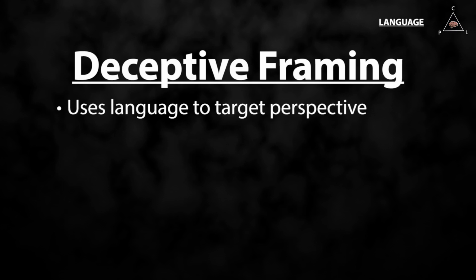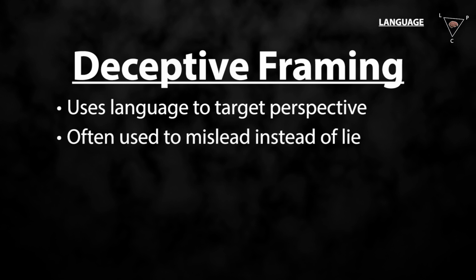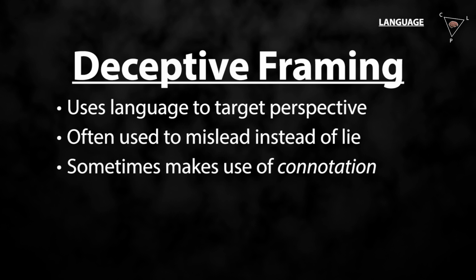Deceptive framing uses language to target perspective. Through the careful selection of words and careful structuring of statements, a false perspective can be encoded into a statement. Deceptive framing is generally used to mislead instead of telling an outright lie. For example, a certain word or phrase can be chosen because of its connotation, while the greater statement is not technically false. The connotation can guide a person's interpretation of the subject matter.